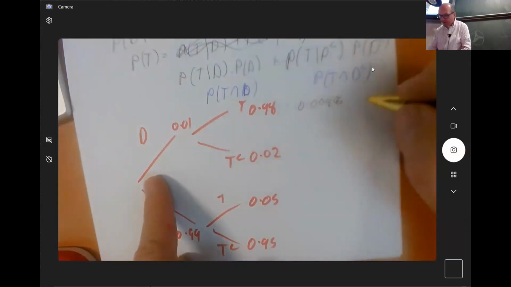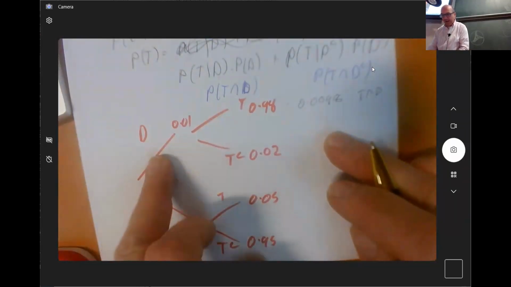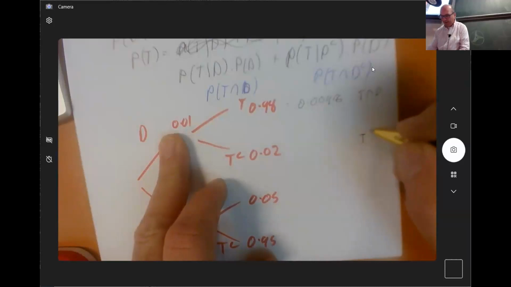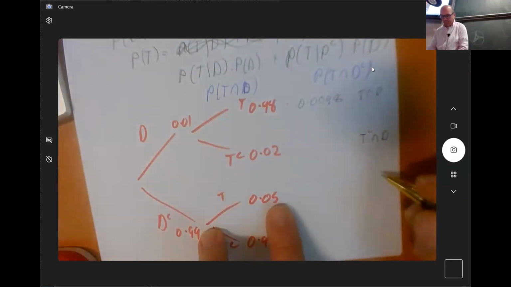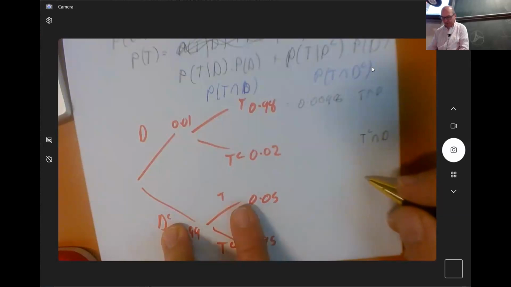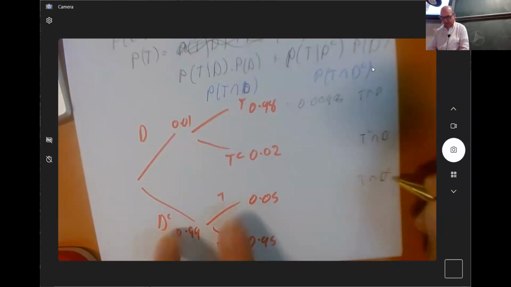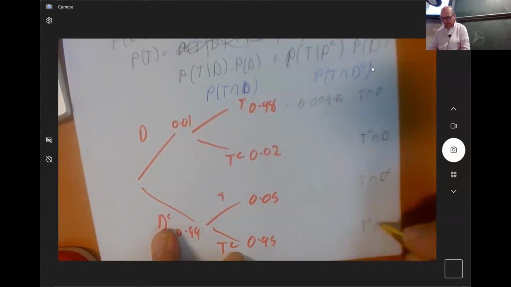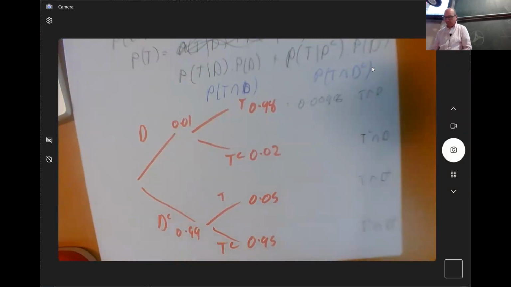So this would be T intersection D, and this would be T complement intersection D. This one here would work out to be T intersection D complement, and this one would be T complement intersection D complement. I can work out all of these values from that tree diagram. Each one of those branches, if I multiply along the branch, gives me the intersection of those two events happening, and that can be a really useful way to think about what's going on with this question.